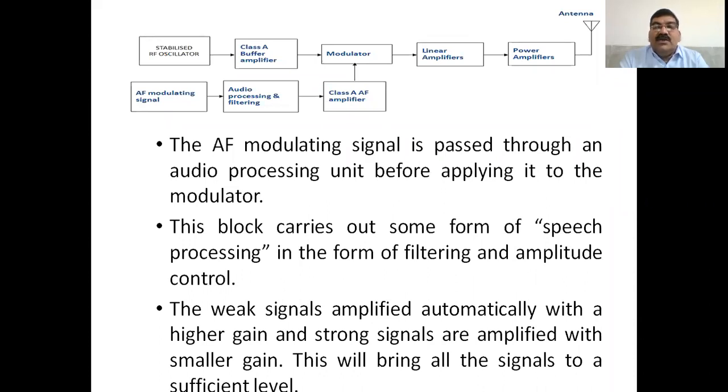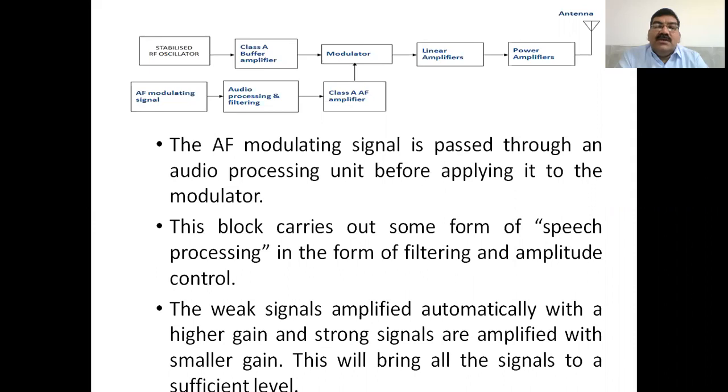In general, I am simply speaking and you are listening. But in the studio, they are using some audio filter. Similarly, there are electronic filters, so whatever unwanted signal, the background noise, can also be filtered out. Next. The weak signals are amplified automatically with the higher gain, and strong signals are amplified with smaller gain. This will bring all the signals to a sufficient level.